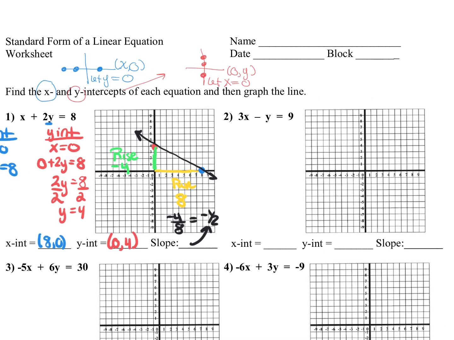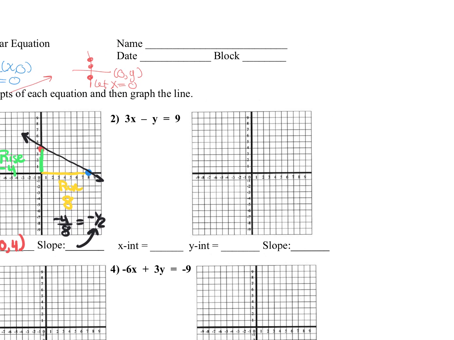Let's try another one. So number 2, to find the x-intercept, let y equal 0. So 3x minus 0 equals 9. 3x minus 0 is just 3x, equals 9. Divide by 3 to get the x by itself, x equals 3. On the x-axis, you put a dot at 3. My x-intercept was 3, comma 0.